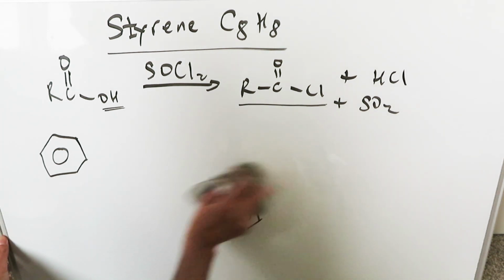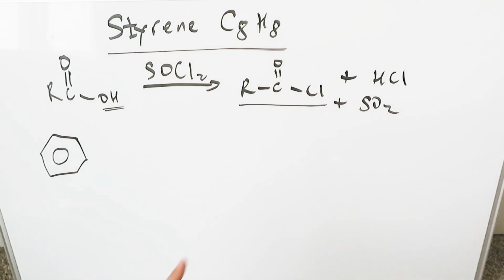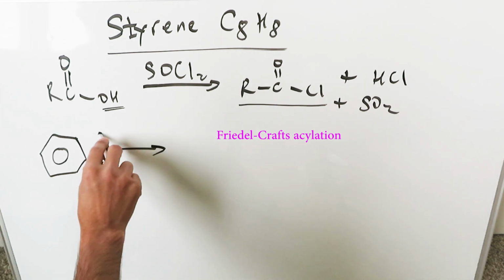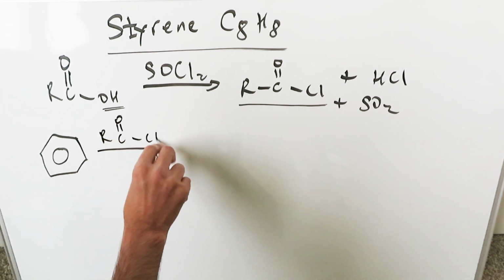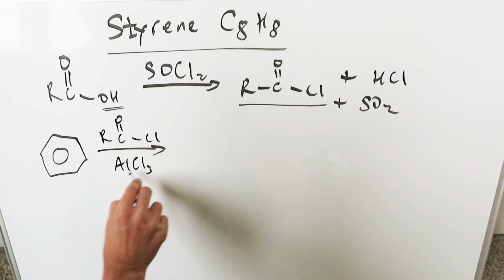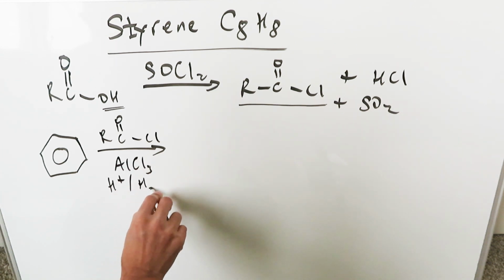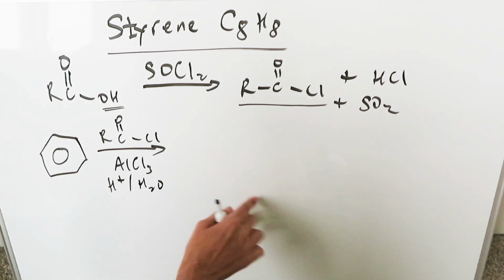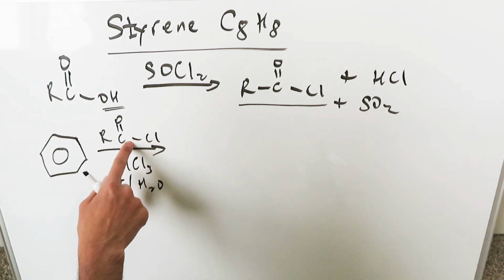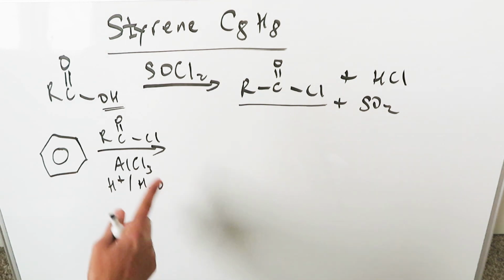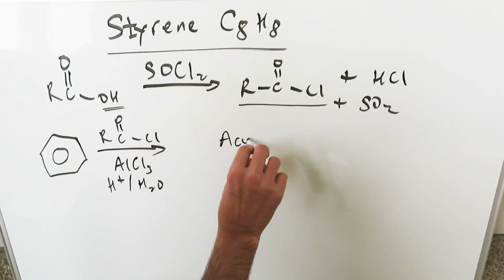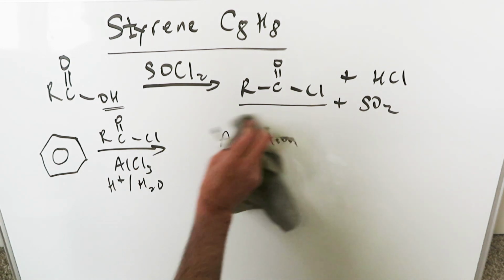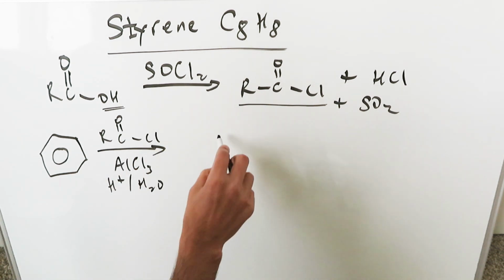So we have benzene. Now what we do is react it with our acetyl chloride in a Friedel-Crafts acylation reaction, RC double bond OCl, catalyst AlCl3 in an acidic environment, H plus H2O. This right here is Friedel-Crafts acylation. Acylation versus alkylation. Here you're adding an acyl chloride versus an alkyl chloride, hence acylation. Friedel-Crafts acylation reaction. It's going to bring this item and it's going to bond it to our benzene.